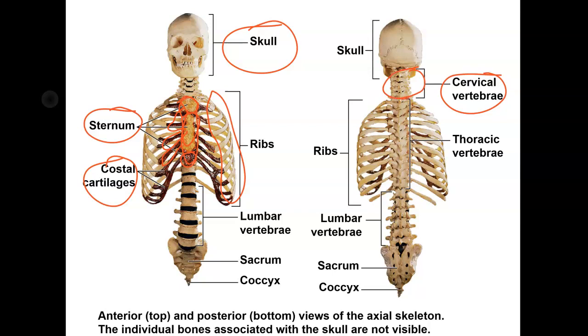Coming on down, you'll have 12 thoracic vertebrae, and they come in contact with each set of ribs. And then the back or lower back section is going to be referred to as the lumbar vertebrae. And then with the lumbar, you're going to have 5 there. And then with the sacrum, that's going to be 5 fused. And then the coccyx, which is referred to as the tailbone, that is going to be 4 fused.